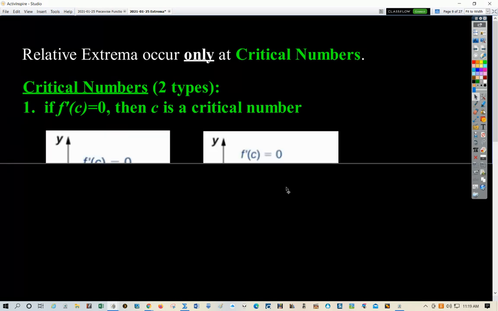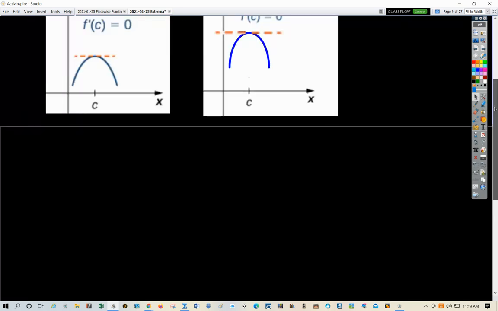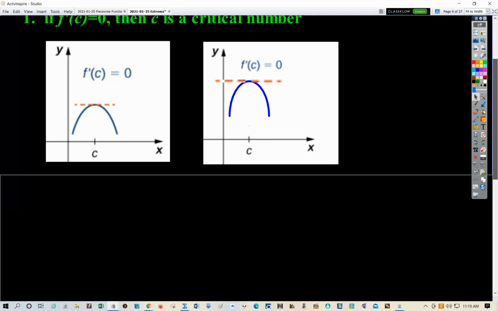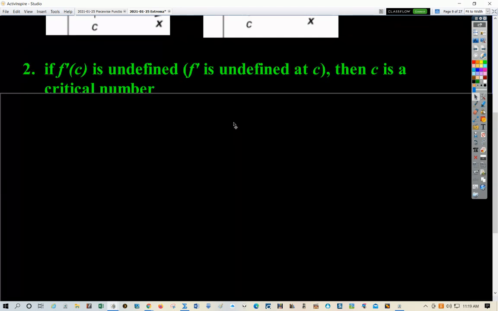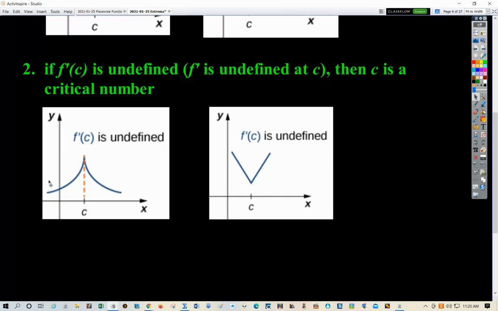There are some examples of those types of critical numbers. The other possibility would be if the derivative is undefined at that value. So c is a critical number if f prime of c is undefined. And of course, we've seen examples of that also, right? That would be a sharp peak or a sharp valley, okay?